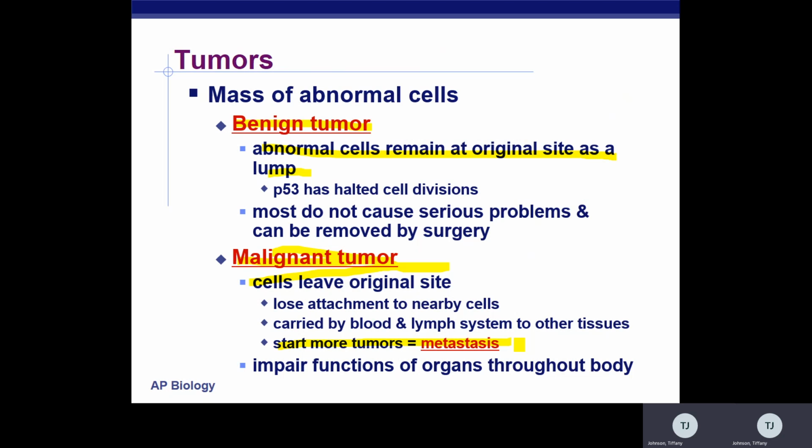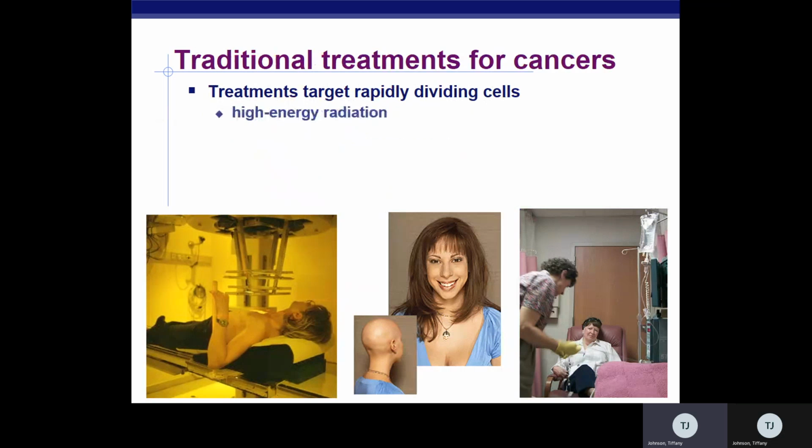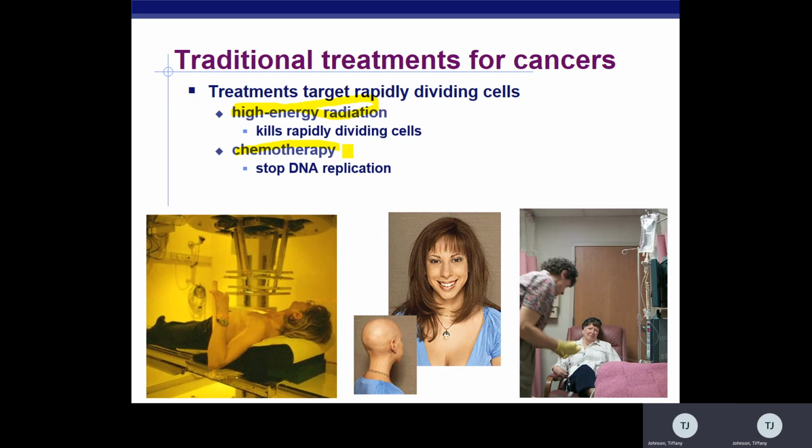All right, give me some treatments for cancer. What are some things we can do? Chemo, good. What else? We've got radiation and chemotherapy. Another treatment is surgery, right? So write those down: surgery, radiation, chemo.